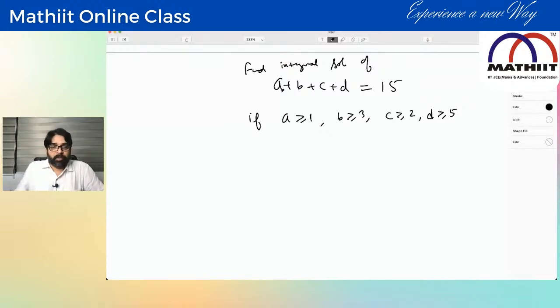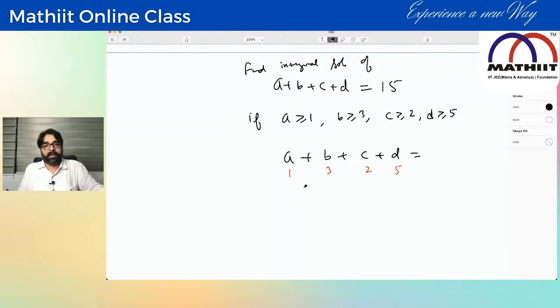Done. A greater than or equal to 1, so give 1 to A. Now what I will do, first I will give them the minimum condition. 1 given here, 3 given here, 2 given here, 5 given here. So what is left? 5 plus 2, 7 plus 3, 10, 11. 11 gone from the 15. Only 4 left.